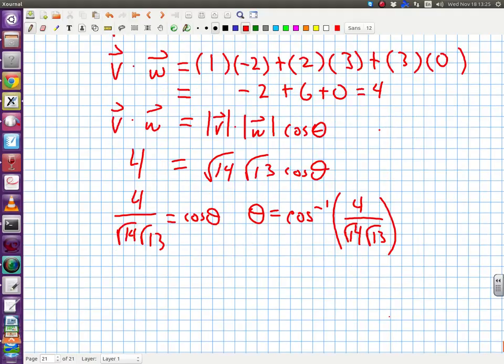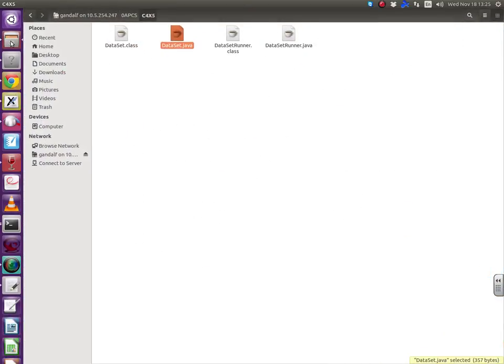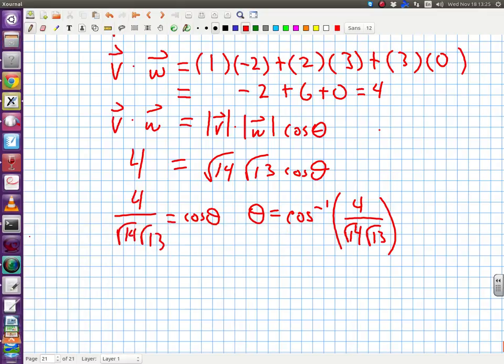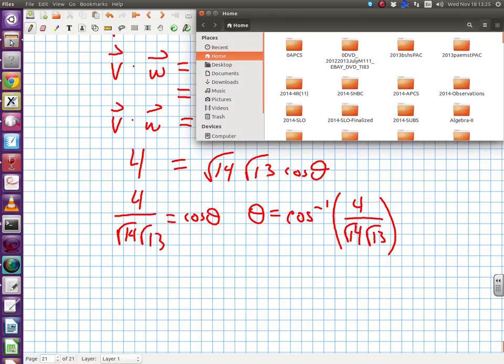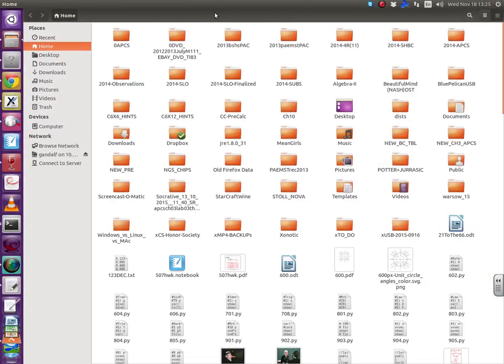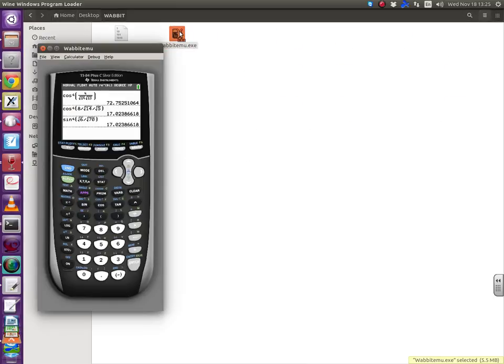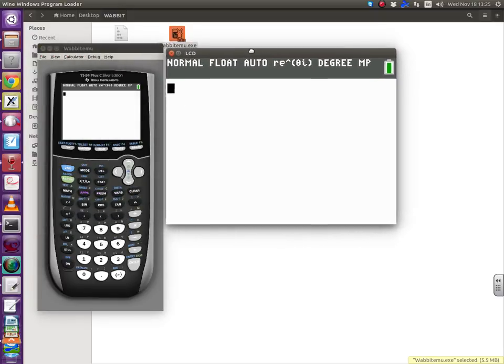Let's see if I have a calculator open. I don't. All right, so let me open the calculator. Hang on. Where is my calculator? Okay. Let's go to the desktop. Let's go to Wabbit. There you go. All right, come on. And, well, it looks like it did it here already, but let's start over. View, large screen, LCD. There you go.